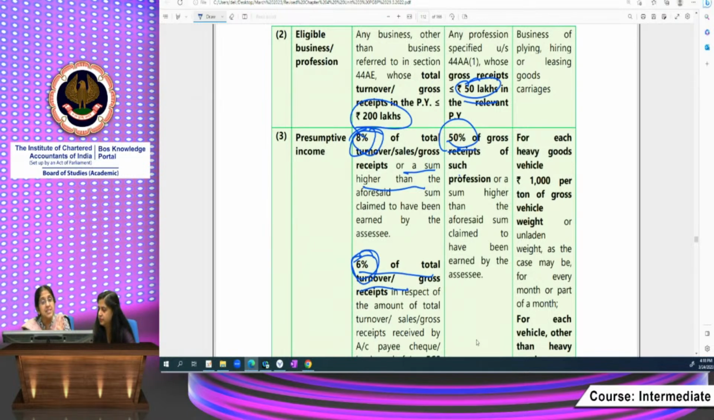Okay, and whatever 8%, 6%, 50%, all represent your income. It doesn't represent your tax liability. Once you compute the income, then you have to add income under all other heads. Then you have to proceed to compute the tax liability. So these rates represent the income.